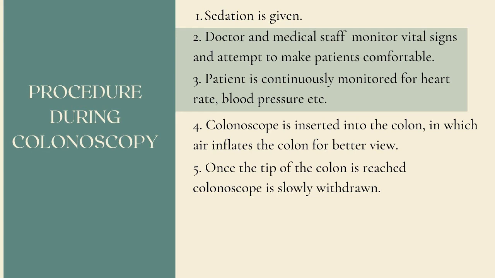During the examination, a patient lies on the left side on the examination table. The doctor and the medical staff monitor vital signs and attempt to make the patient as comfortable as possible. Usually, your knees are drawn towards your chest. The patient is continuously monitored for heart rate, rhythm, blood pressure and oxygen in the blood. The colonoscope is long enough to reach your entire colon. It contains a light and a tube that allows the doctor to pump air or carbon dioxide. CO2 gas is used because it reduces post-procedural pain in your colon. This gas inflates the colon, which provides a better view of the lining of the colon.